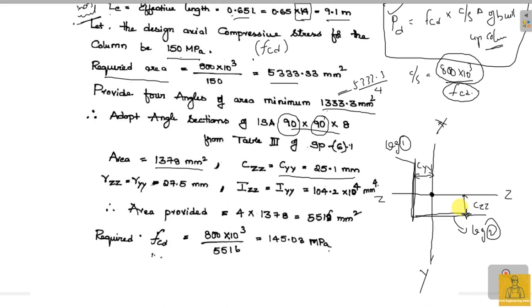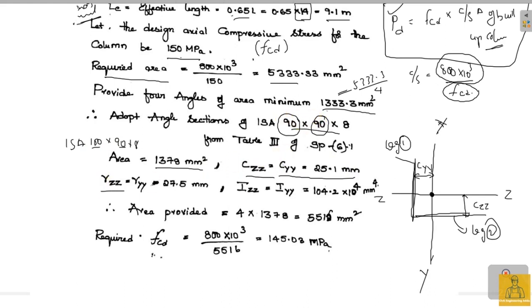So for equal length of legs, the centroidal distances CYY and CZZ are also going to be the same. That is why CZZ is equal to CYY, equal to 25.1 mm. What happens if I use a section ISA 100 by 90 by 8? The lengths of the legs are different, therefore CZZ and CYY are also going to be different. But here the angle section has equal leg length.